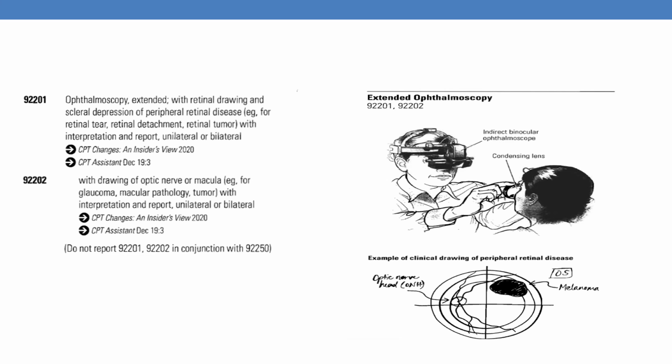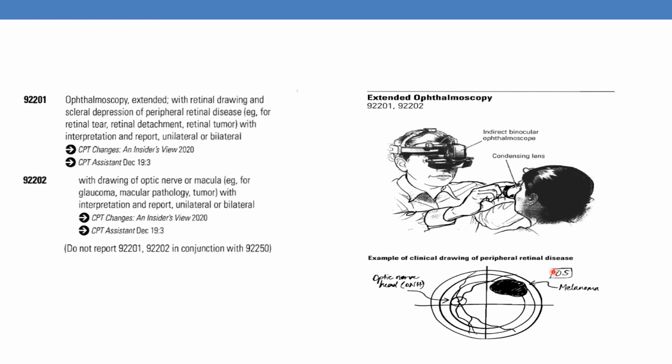Next, coming to ophthalmoscopy. The first CPT under ophthalmoscopy is 92201. Ophthalmoscopy, extended, with retinal drawing and scleral depression of peripheral retinal disease, for example, retinal tear, retinal detachment or retinal tumor, with interpretation and report, unilateral or bilateral. For extended ophthalmoscopy, the CPT is 92201, with the retinal drawing and scleral depression of peripheral retina.